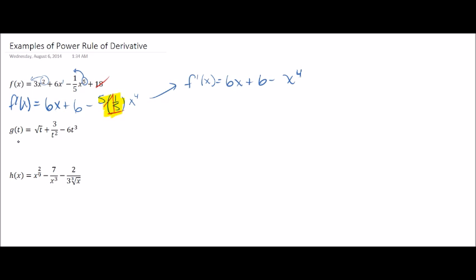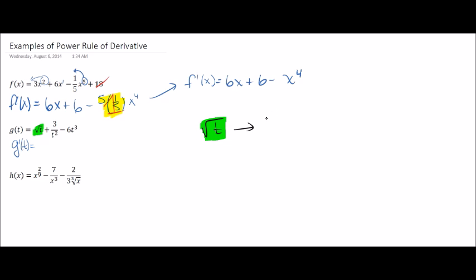Okay, let's have a look at the g of t here. Let's consider what we're going to do with the g prime of t. Now, we've got a couple of situations here that we hadn't looked at before, the first of which is this. We have the square root of t, which obviously is not immediately a power.